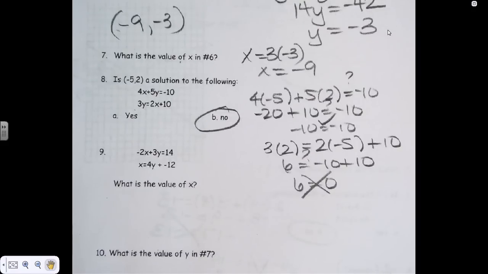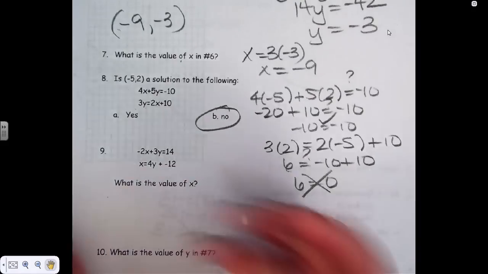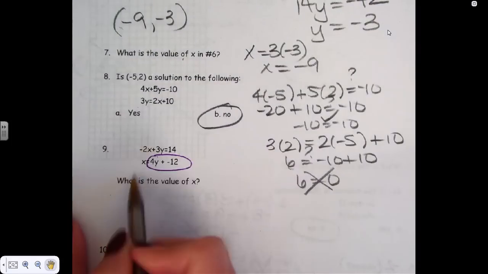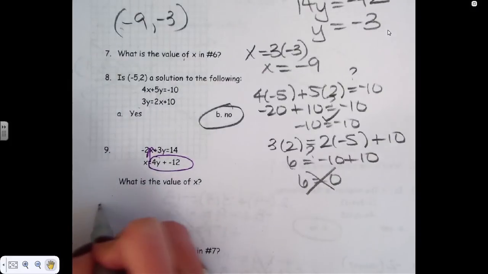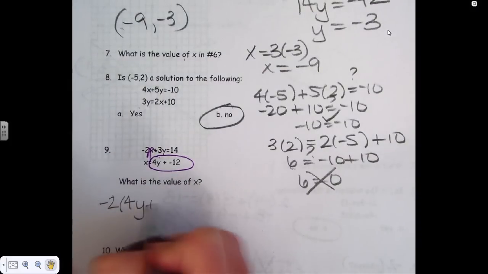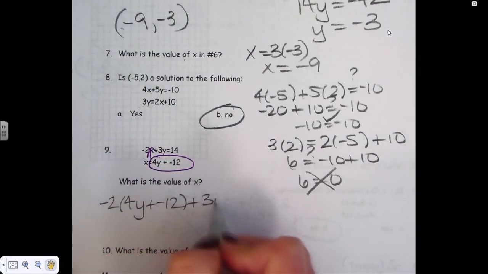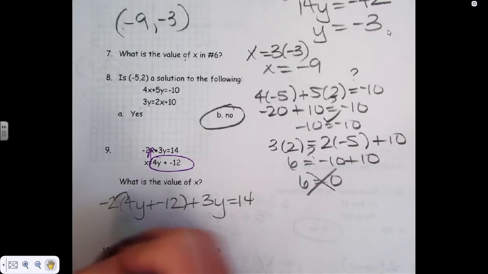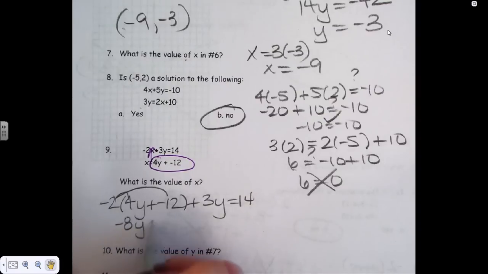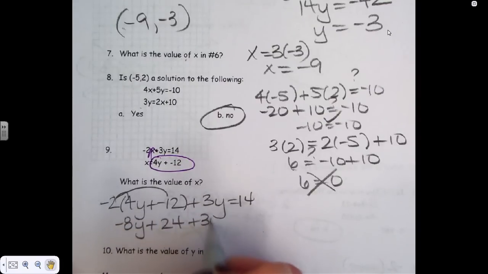Number 9. Here's another one where, because it's set up equal to x, I would substitute. So I write all of that in the place of x, and now I'm going to distribute. Collect like terms.